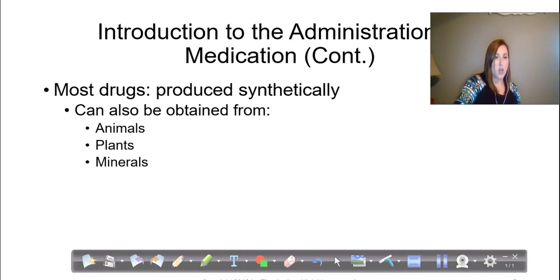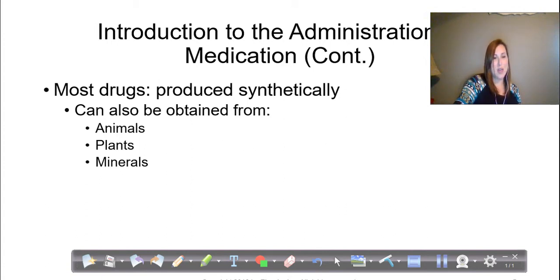So most drugs are produced synthetically, meaning they are man-made. They can be obtained from animals. Medications such as Synthroid. Synthroid is a medication that is given for patients who have thyroid disorders. Plants, we get penicillin from plants. We also get aspirin and Sudafed. If you're like me and an allergy queen, Sudafed is my friend.